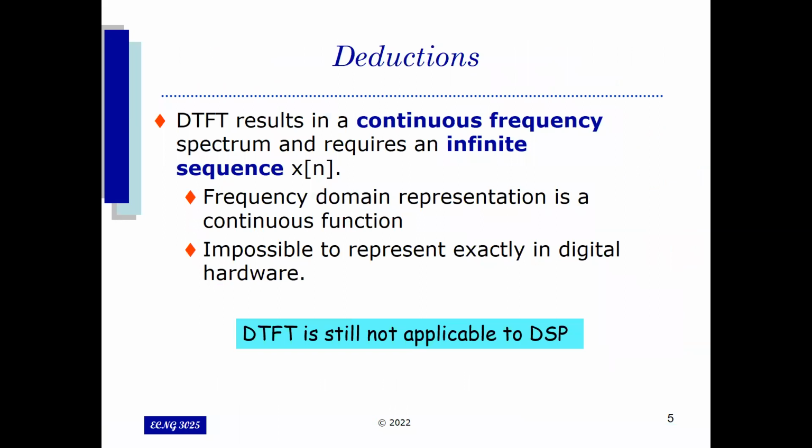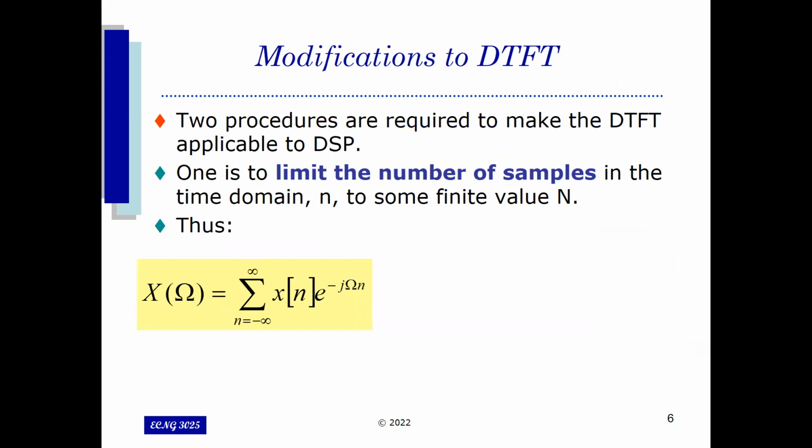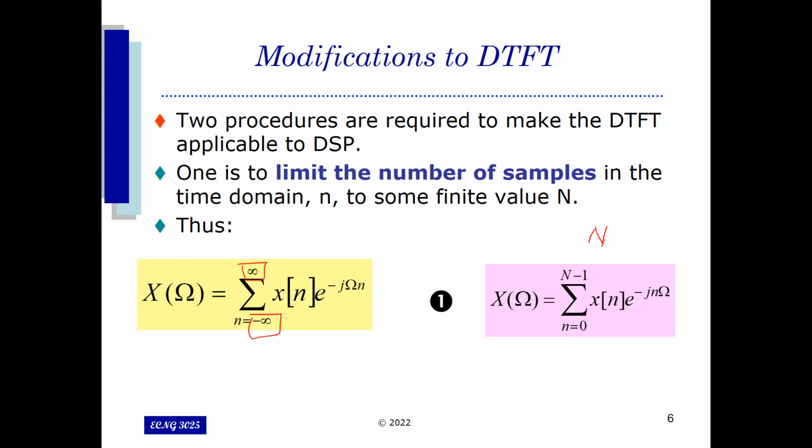We're making some progress. So there are two things now that we still have to do to make this applicable. One is to limit the number of samples to some finite value N. Whereas the DTFT has n going from minus infinity to infinity, what we have to do is to say, okay, we're going to a maximum of N. So we're going from 0 to N minus 1. So this is the first thing. We take X of omega, and now we run the transform only from n equals 0 to N minus 1. These are my N samples. Okay, so that's step number one. We have to limit the number of samples.